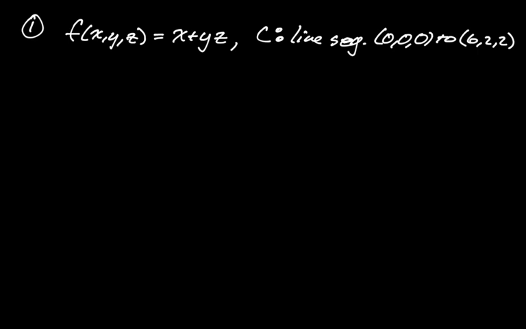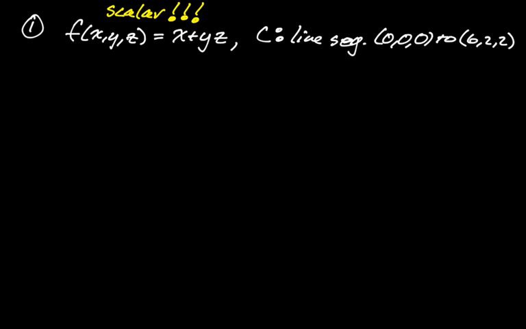So this is a scalar function, and that is a big deal because when you're doing these, you have to decide are you dealing with a scalar or a vector field, because the process is very different depending on what you're doing. In fact, it feels like two entirely different concepts. And then we're going to be along the path, which is the line segment from 0, 0, 0, the origin, to 6, 2, 2, which is a pretty straightforward thing.